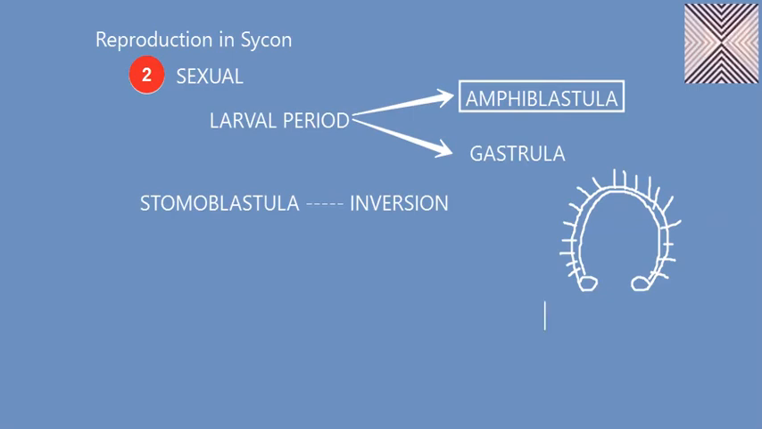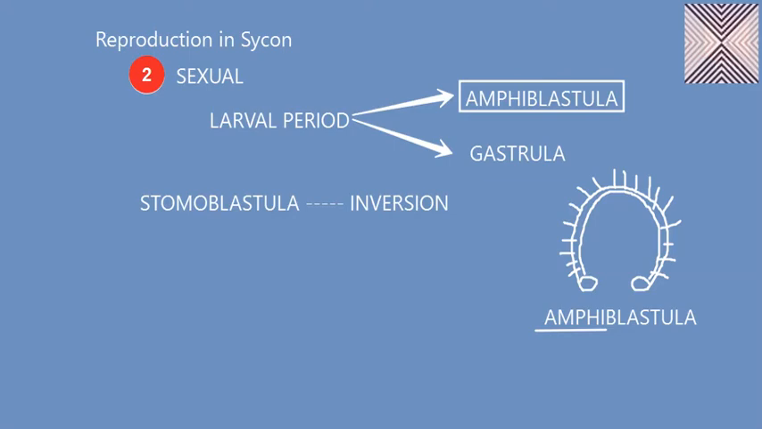amphiblastula. Now why is it called amphiblastula? Because it has both types of cells: flagellated cells and non-flagellated cells. So that's why we refer to it as amphi. Amphi means both. Both refers to the non-flagellated, the 8 macromeres, and the flagellated, the micromeres, and they are huge in number. So that's why it is called amphiblastula.